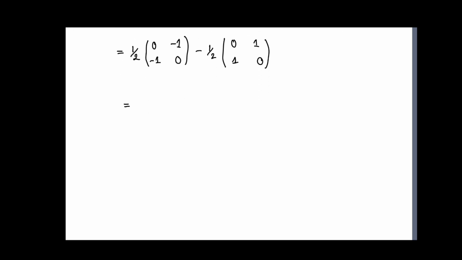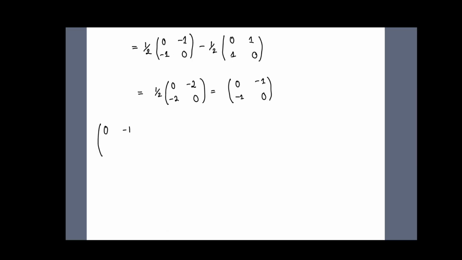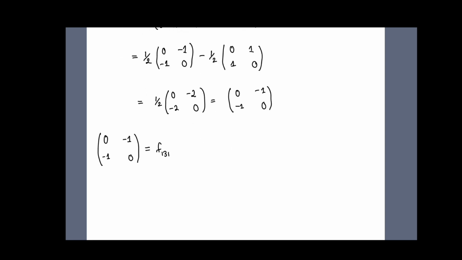If we now subtract the two matrices, we will get a half, 0 minus 2 minus 2, 0, which would simplify to 0 minus 1 minus 1, 0 when we expand the scalar. Now that means 0 minus 1 minus 1, 0 is going to be equal to f131 tau 1 plus f132 tau 2 plus f133 tau 3.